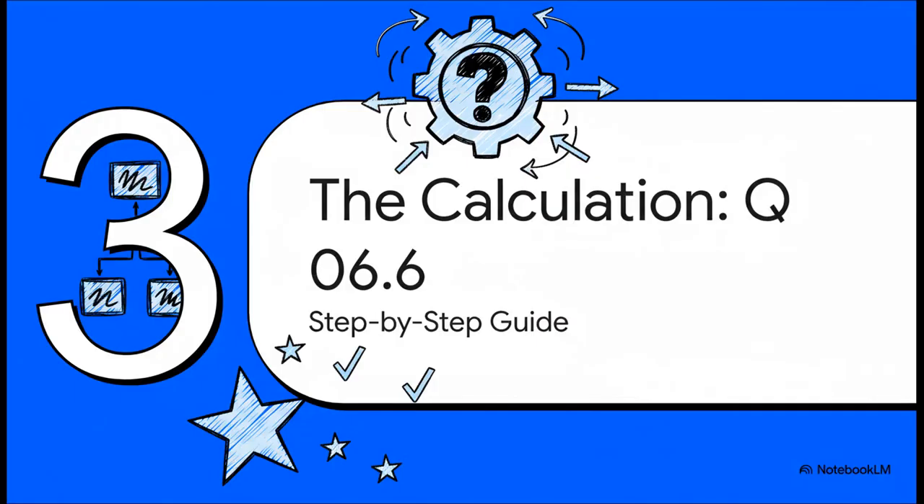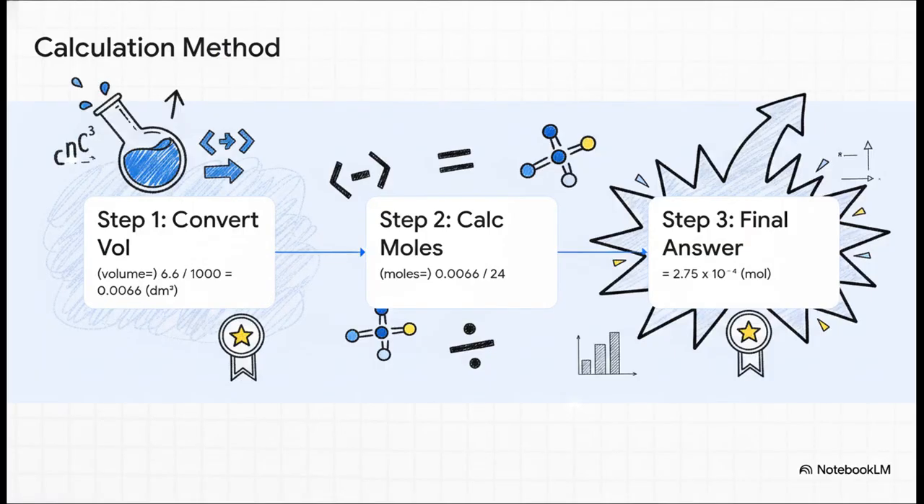Okay, let's switch gears and tackle the calculation in question 06.6. This is another 3-marker, and for these, showing your work is everything. We're going to break it down step by step. So here's the most direct route to the answer. First up, you've got to convert the volume. So you take 6.6 cubic centimeters and divide by 1,000 to get cubic decimeters. Boom, that's your first mark. Step 2, you use the formula to find the moles, so you divide that new volume by 24. That's mark number 2. And finally, just state the correct answer, 2.75 times 10 to the power of minus 4, and that third mark is all yours.